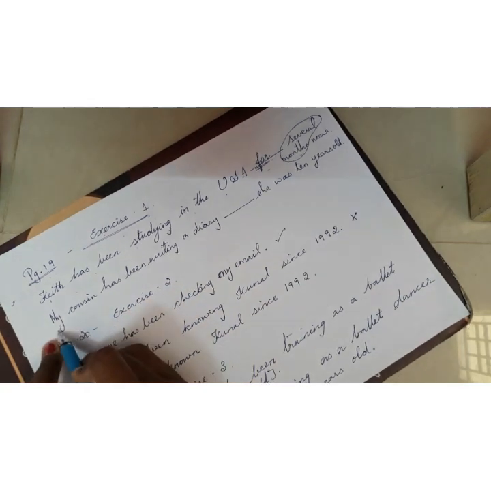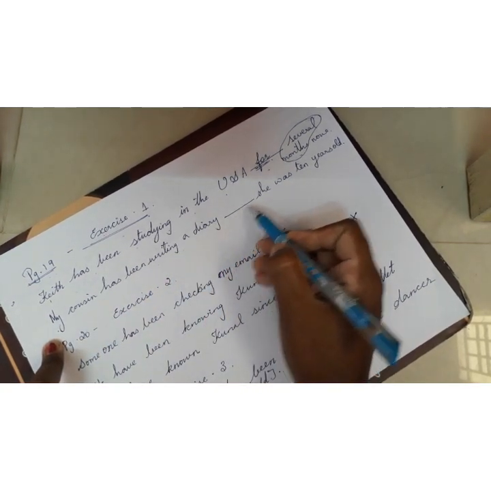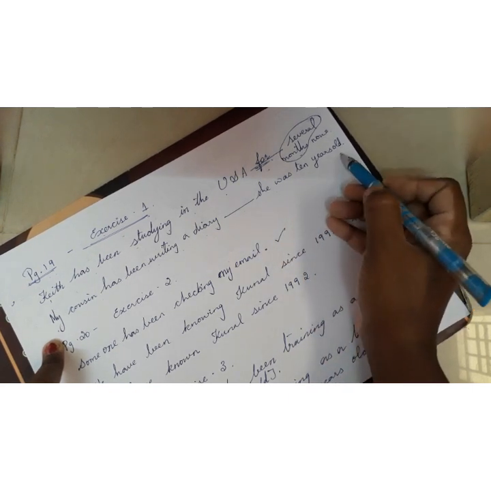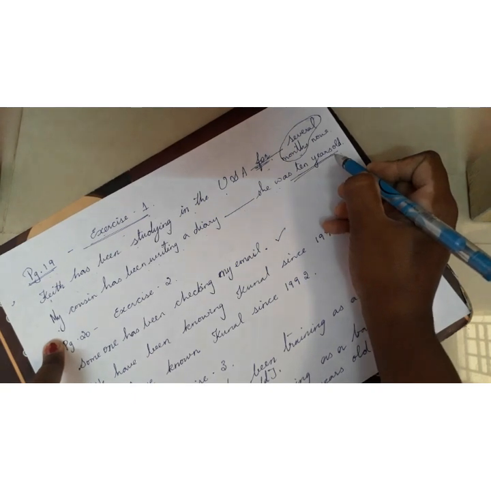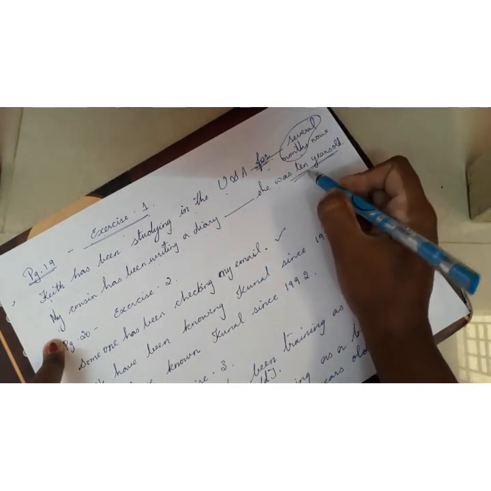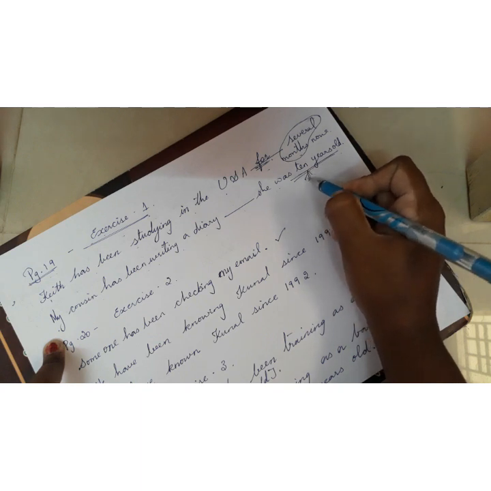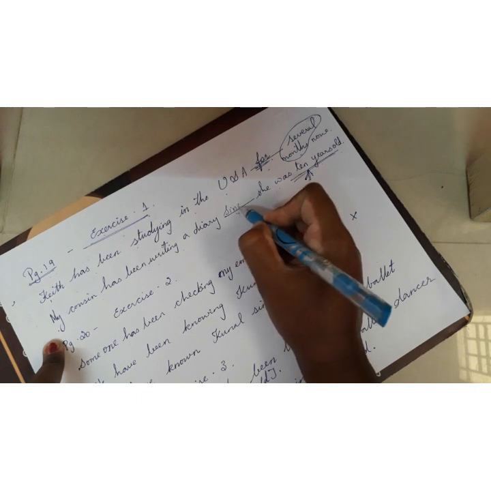And here, my cousin has been writing a diary dash she was 10 years old. See, she was 10 years old, so this says from when she started. So what should be used? Since. Now read it.